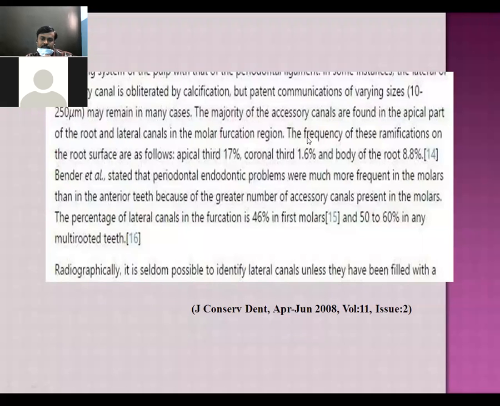Basically, the frequency of lateral canals is higher in the apical third, that is 17%, and at the coronal end it is around 1.6%, and in the rest of the root it is around 8.8%. That means most of the accessory canals are present at the apical third of the tooth. In multi-rooted teeth, it is around 50 to 60% in a population. When you consider the first molar, around 46% of the first molar population have accessory canals.